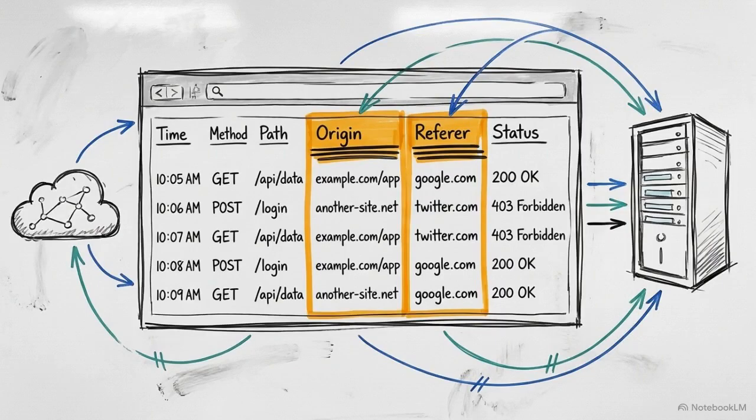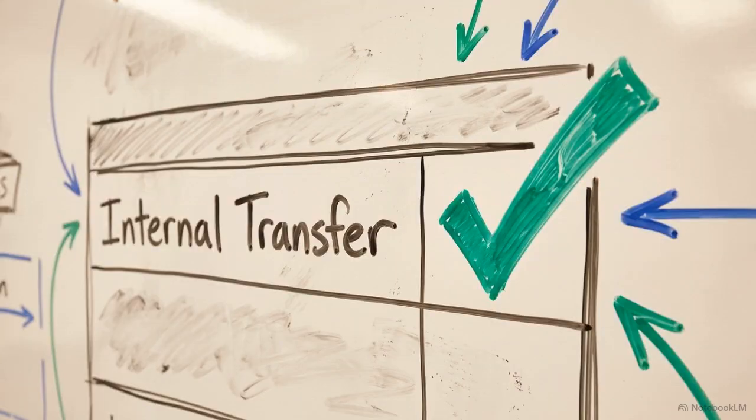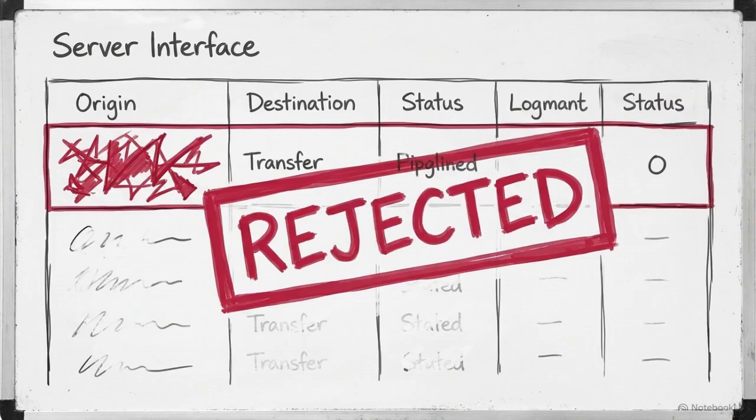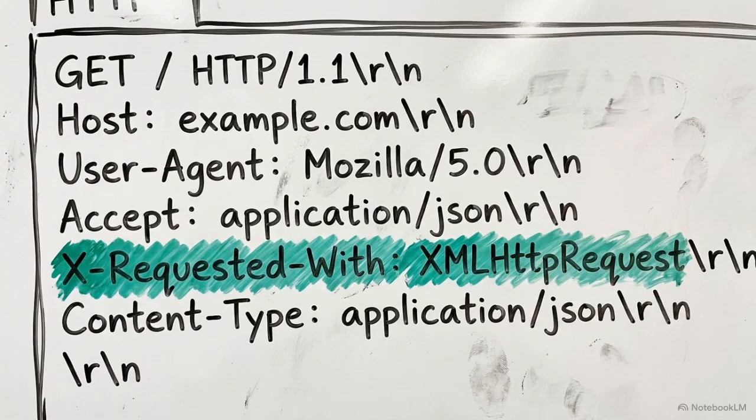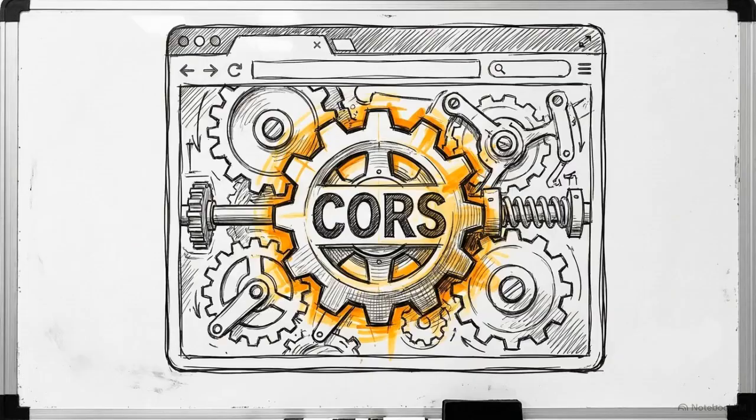Servers can inspect the origin or referrer headers on incoming requests. If the request claims to be an internal transfer, but the origin header points to an external forum, the server can safely reject it. We can also require a custom HTTP header, such as X-Requested-With, for all state-changing API requests. This forces the browser to engage its cross-origin resource sharing, or CORS model.